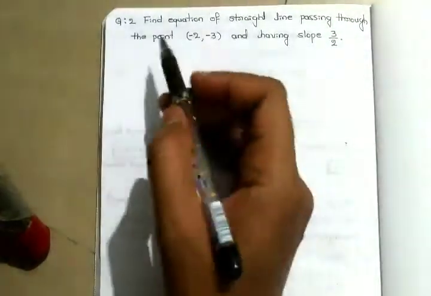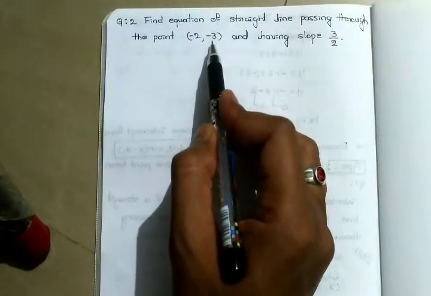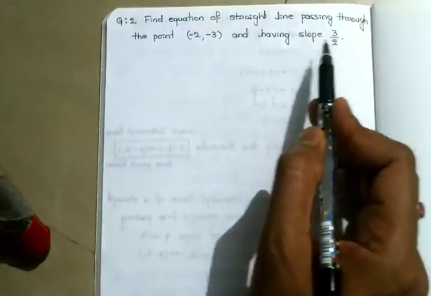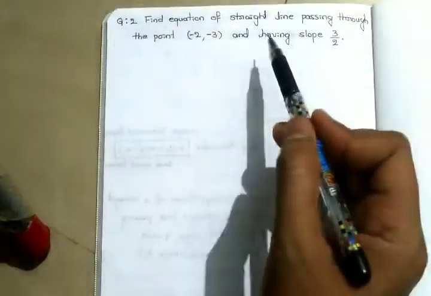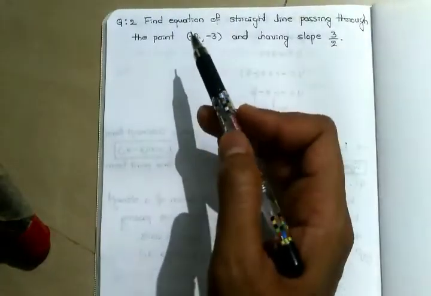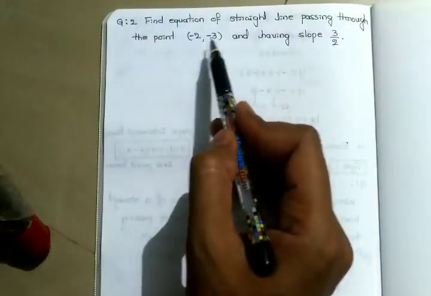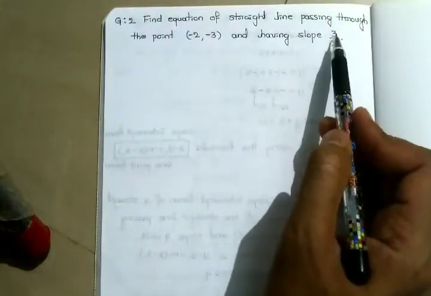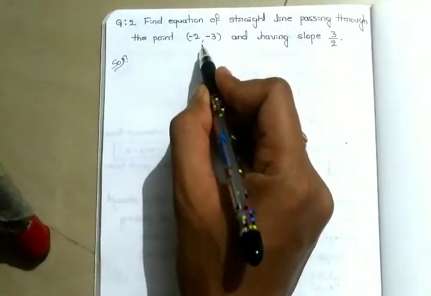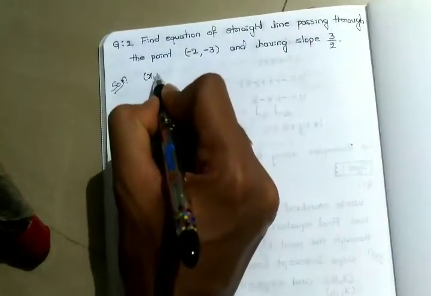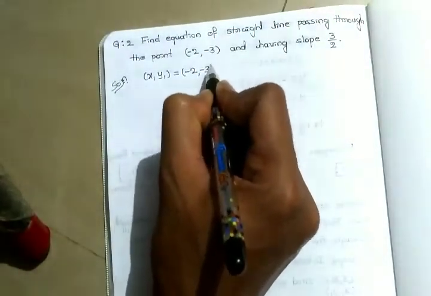Next question. Find the equation of the straight line passing through the point minus 2, minus 3 and having slope 3 divided by 2. See, in this question they had not asked to write the formula. So directly what they are asking, find the equation of the straight line passing through the point minus 2, minus 3 and having slope 3 divided by 2. Therefore, solution. See, one point is already given, correct? So that point I am going to consider as what? x1, y1 is given. How much? Minus 2, minus 3.